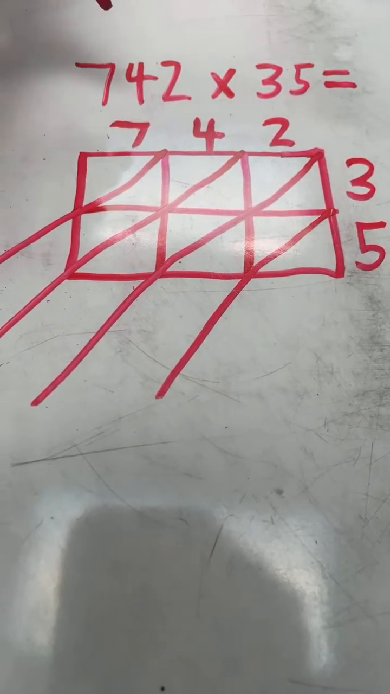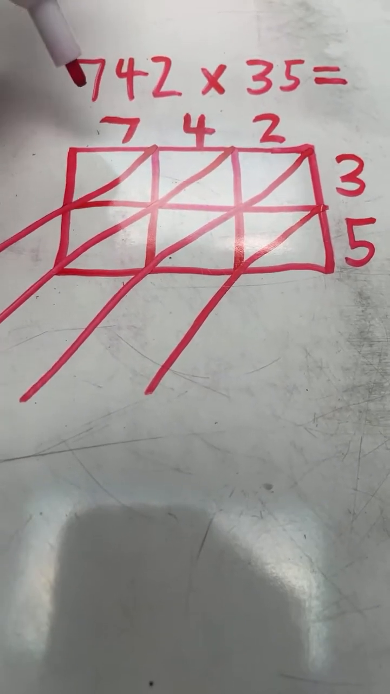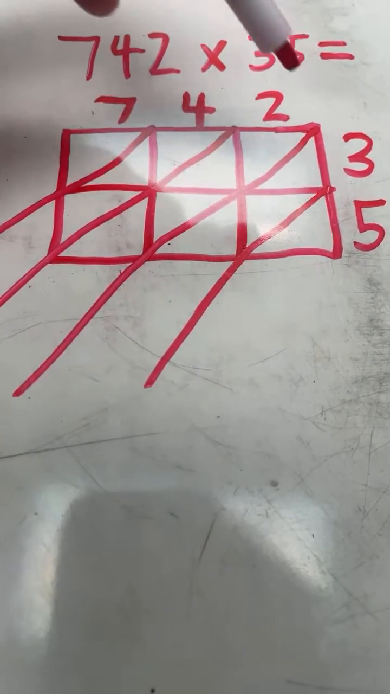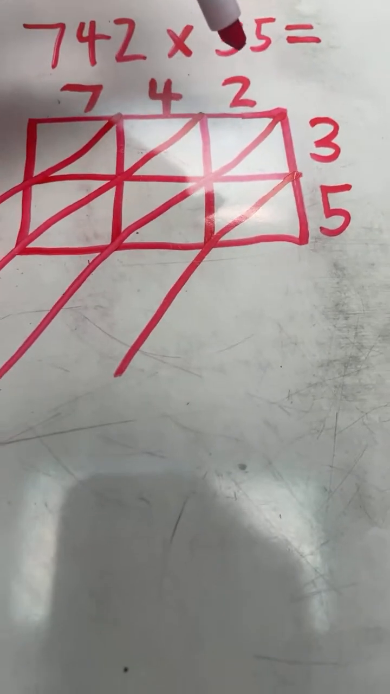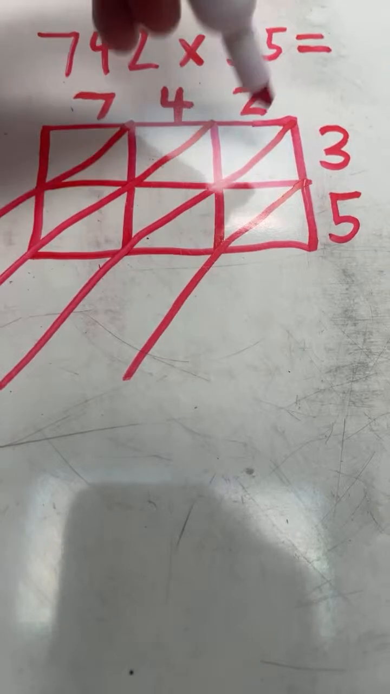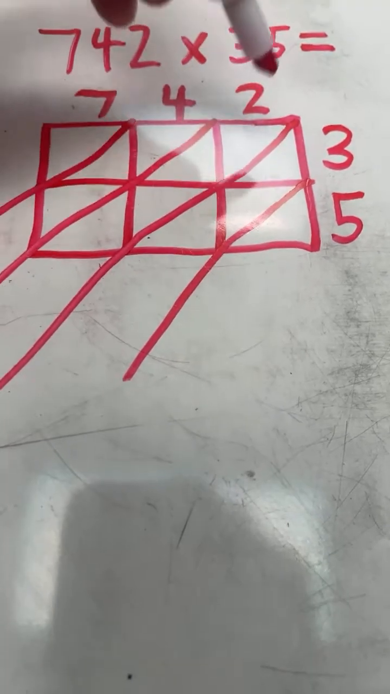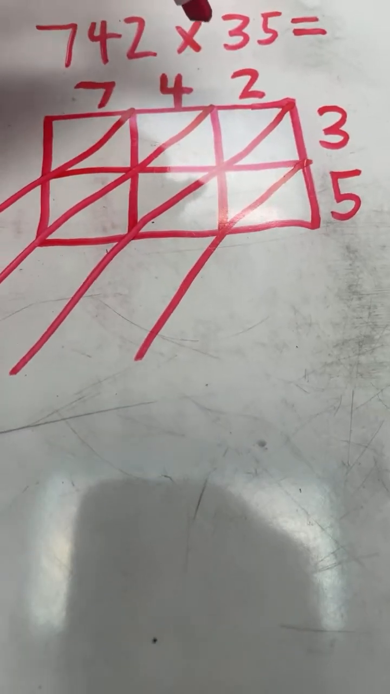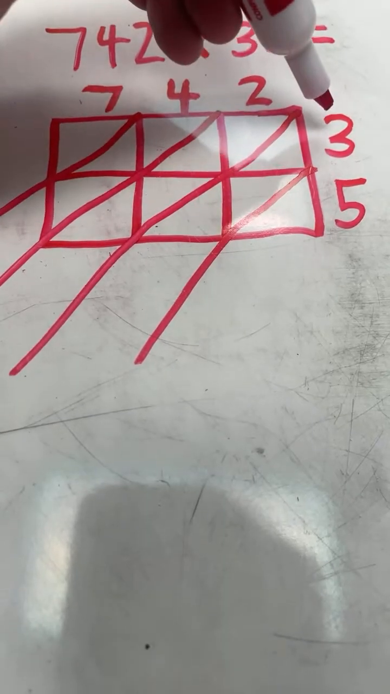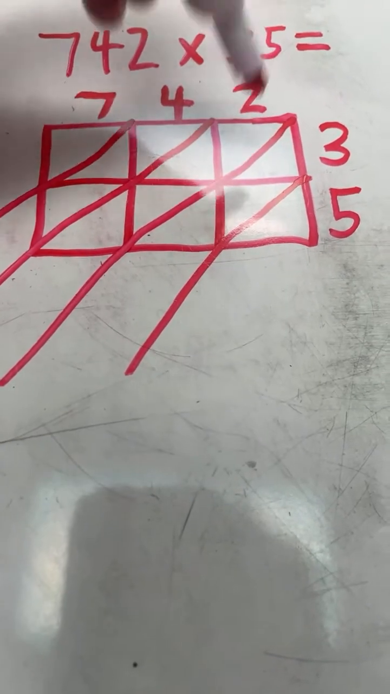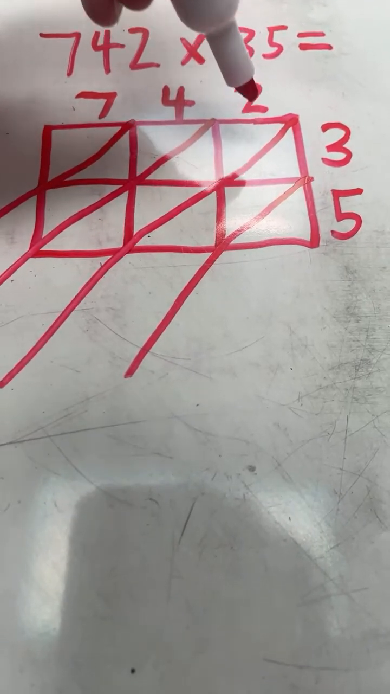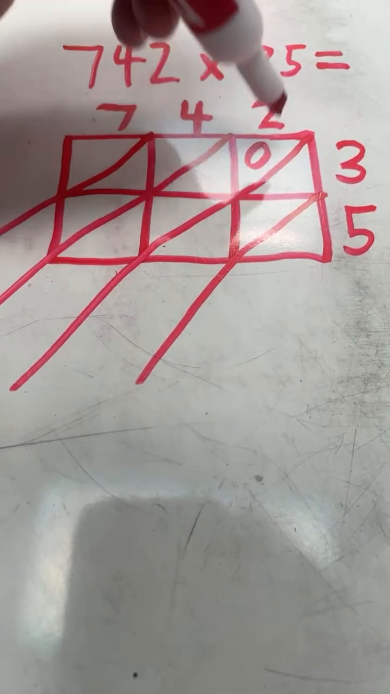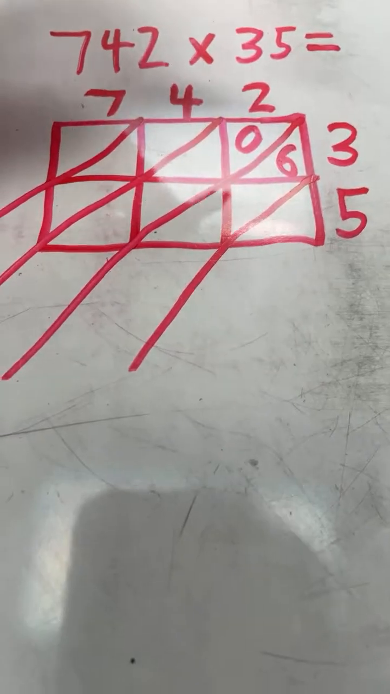All right, so we have 742 times 35. I have drawn up the model for each of the digits in the two different numbers we're multiplying. Each square is going to have a different multiplication product. Within our answer, we have a triangle for each digit. So 2 times 3 equals 6. The answer to that multiplication problem is going to go in this square, and each triangle is a separate digit. So we're going to have a 0 in the first triangle and then a 6 in the second triangle.